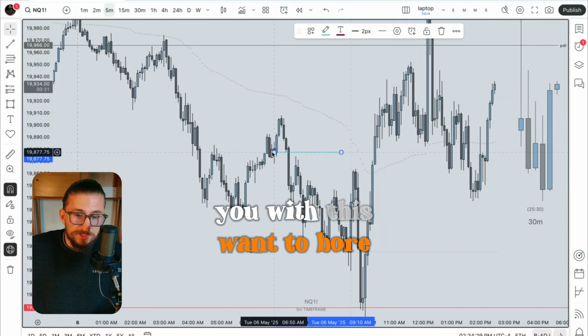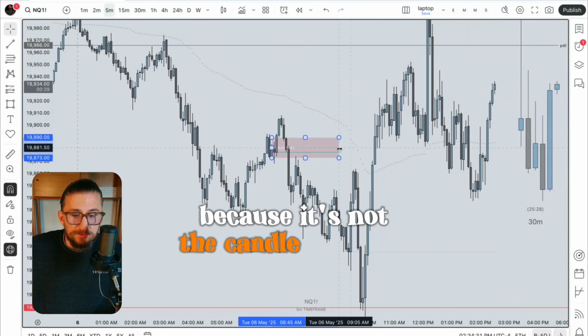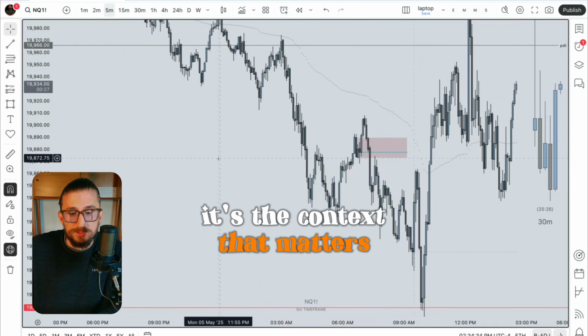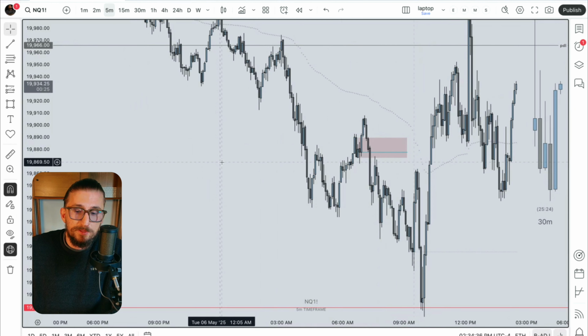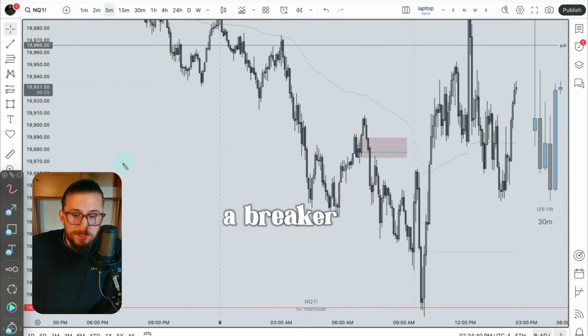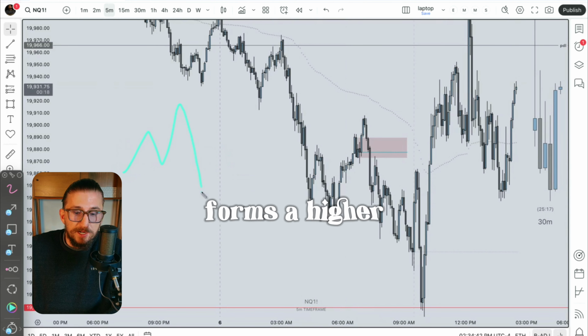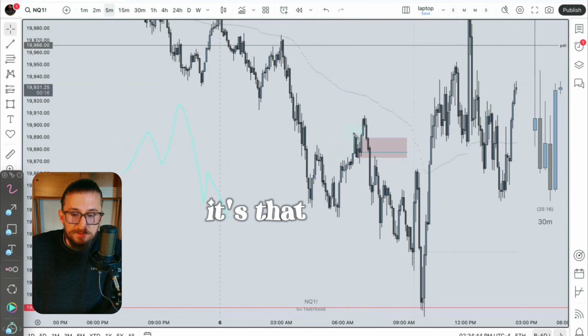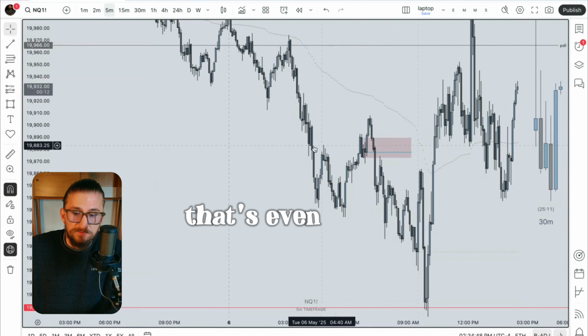Now, I don't want to bore you with this stuff because it's not the candle patterns that matter, it's the context that matters. These are just tools that I use. You don't have to memorize this stuff. We're not in school. A breaker is essentially when you have a high, forms a higher high, and it breaks below. It's that swing formation. And when this happens at a key pivot, that's even better.